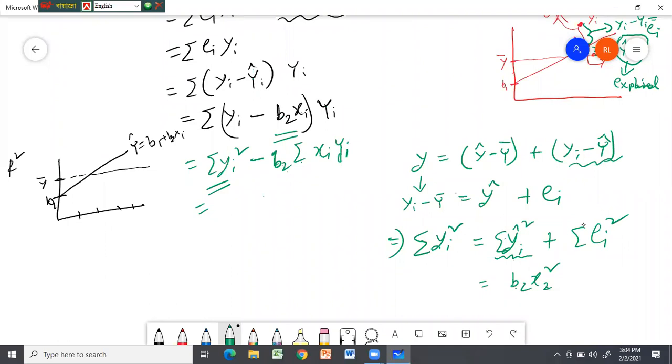So when you have multiplied them, this small xi yi means, more specifically, capital Xi minus x bar into capital Yi minus y bar. This means sum of xi into yi.